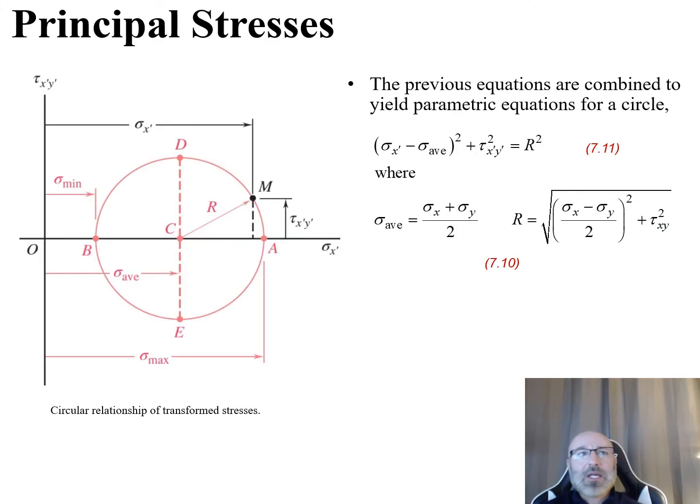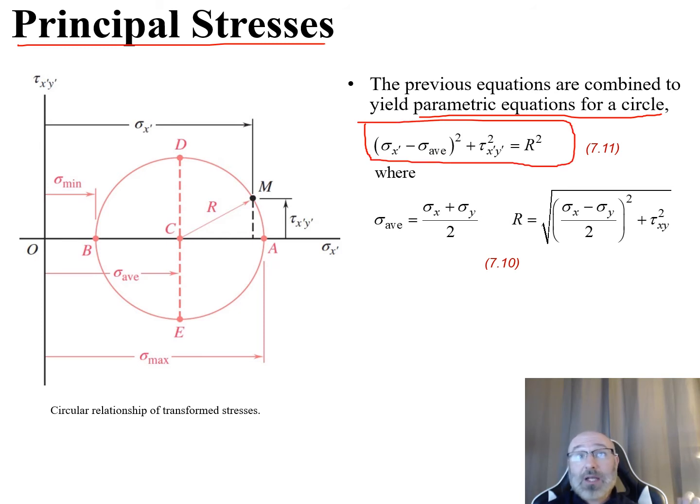So let's take a minute to take a look now at our principal stresses. We can take those previous equations and combine them in order to get our parametric equations for a circle. So we have this relationship where we now have our sigma x prime minus our sigma average squared plus our tau x prime y prime squared is equal to r squared.